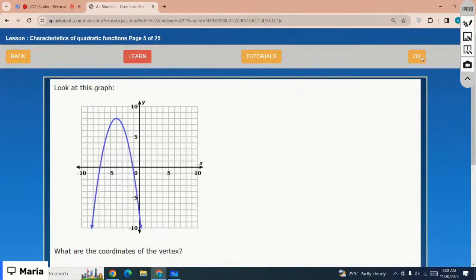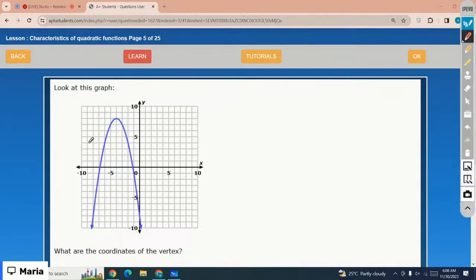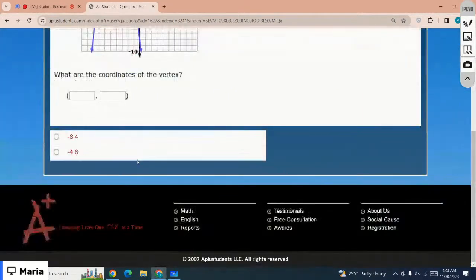Okay, look at this graph. What are the coordinates of the vertex? So the vertex is the maximum point of the parabola because that opens downward, right? So this is the point that is the vertex of the parabola. So just match it to the y-axis. It is 10, 9, 8, and then match it to the x-axis, that is negative 4, right? So the vertex is at negative 4 and 8. That is the vertex of the given parabola. Negative 4 and 8 is the second option, the correct option, because x is negative 4 and y is 8.